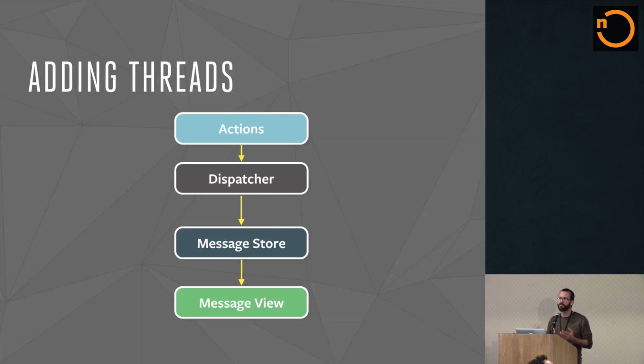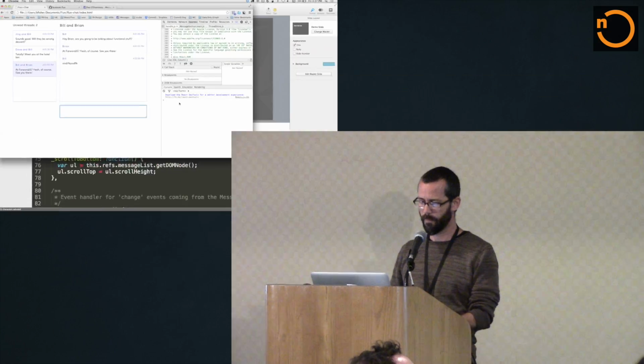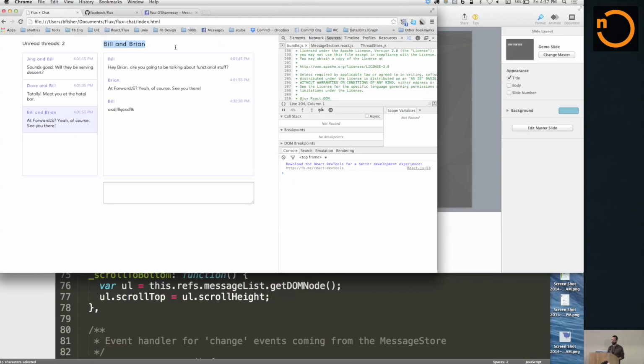So let's look at how we might add threads to our system. We've had a singular store, a message store, and a message view. We would simply create another store, a thread store, and a thread view. The difference here is that the message view is going to be listening to both stores because it needs to know both things. In our application, you can see that Bill and Brian is the thread name, and then we have a list of messages. This whole section is governed by the message section. This section over here is the thread section and is a different controller view.